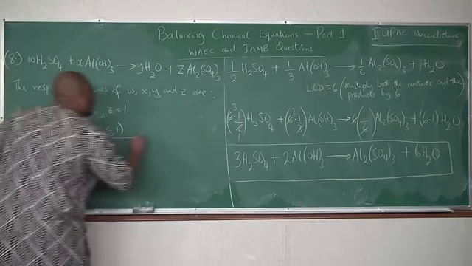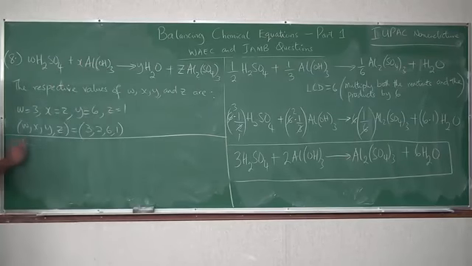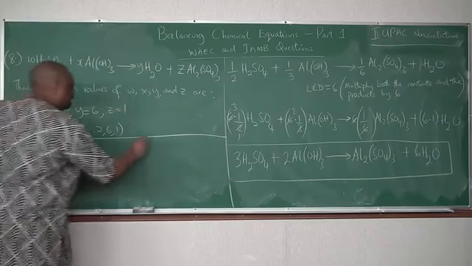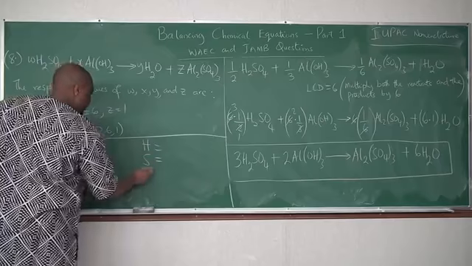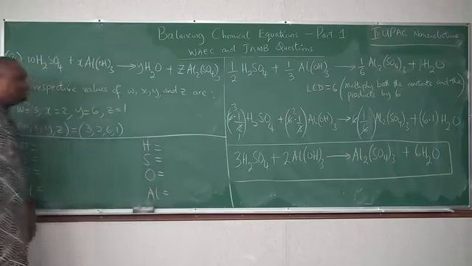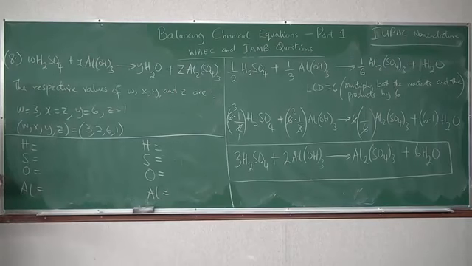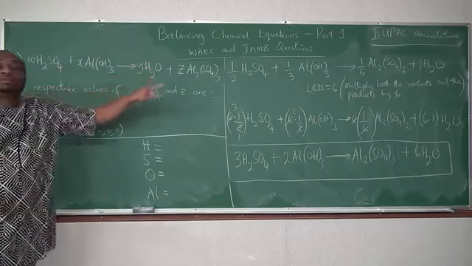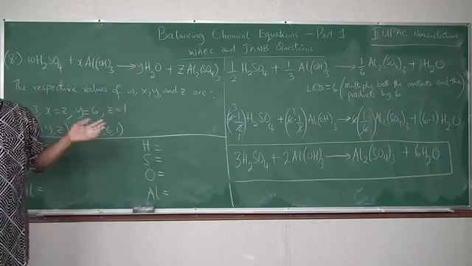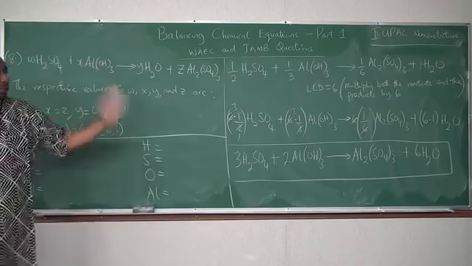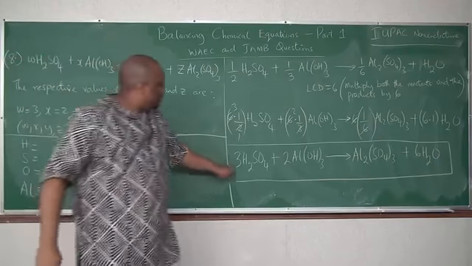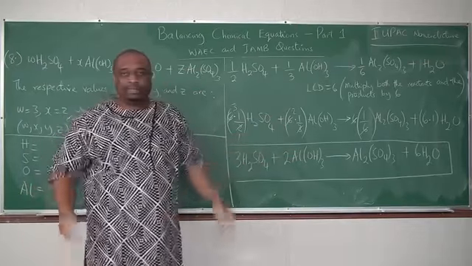So we will list this: hydrogen, sulfur, oxygen, aluminum. Here, hydrogen, sulfur, oxygen, and aluminum. Okay? And like I said, because they gave you variables to find all of them, that means they're just asking you to balance it. So go ahead and balance it. You can even balance it with the inspection method, because I see that the numbers are not that much. 3, 2, and 6. You can easily find it.